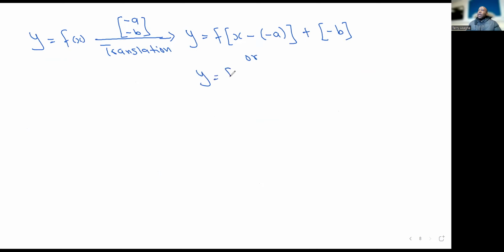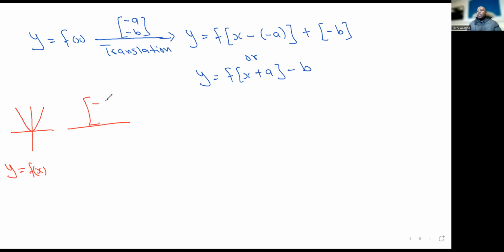Or you can simplify it: y equals f of x, minus times minus gives you plus A, plus times minus gives you minus B. So you can put it in this form as well. How will this affect the graph? The same thing. We have a particular graph here, let's call it y equals f of x. Now, this graph is undergoing a translation of minus A, minus B.